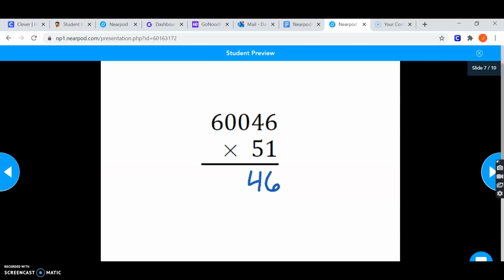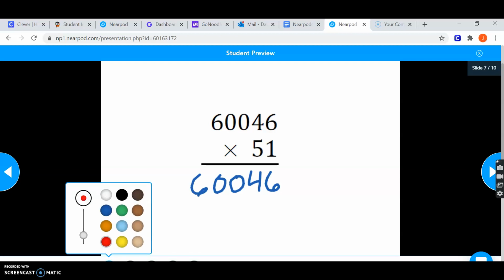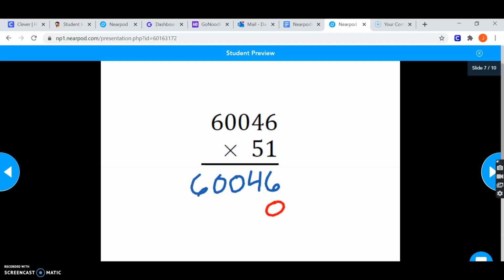1 times 4 is 4. 1 times 0 is 0. 1 times 0 again is 0. 1 times 6 is going to give me 6. Then I want to add in my magic 0.